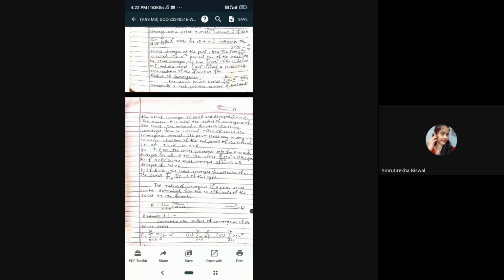When you evaluate the radius of convergence, then you can decide at a certain point whether the series converges or not. The radius of convergence of a power series can be determined from the coefficients of the series by the formula R equals limit n tends to infinity modulus of a_n by a_(n+1), where the subscript is n plus 1. This is equation 3.3. So if you have a_n, then you can find a_(n+1), and by dividing these two terms and taking the modulus and limit n tends to infinity, you can have the value of R.